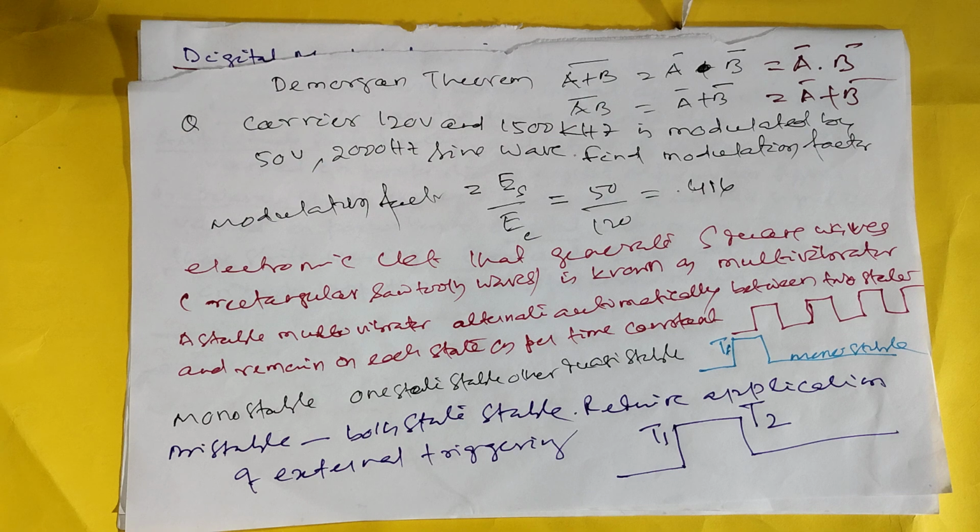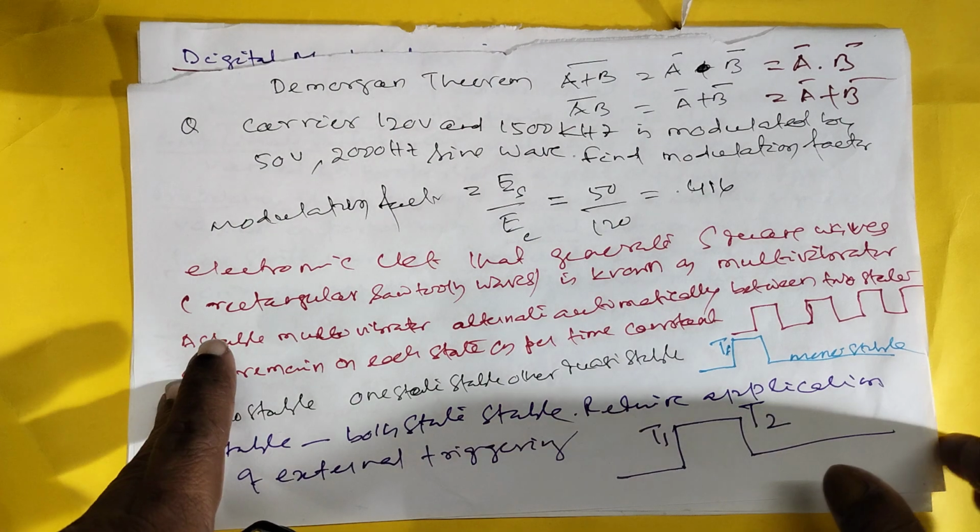An electronic circuit that generates a square wave or rectangular wave is known as a multivibrator. An astable multivibrator alternates automatically between two states. Monostable is a one-state multivibrator. Bistable means both states are stable. Bistable requires application of an external pulse for triggering.